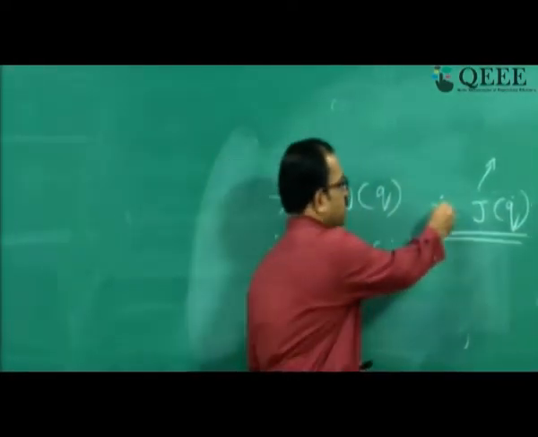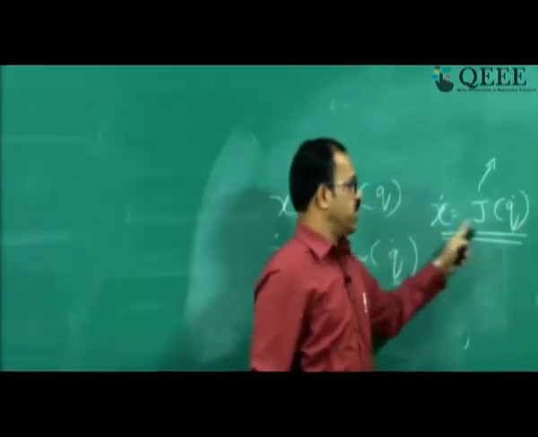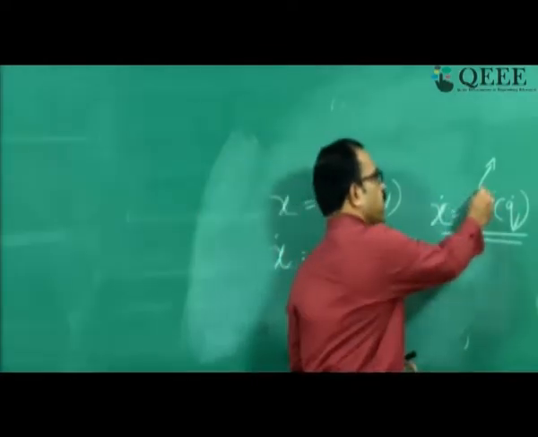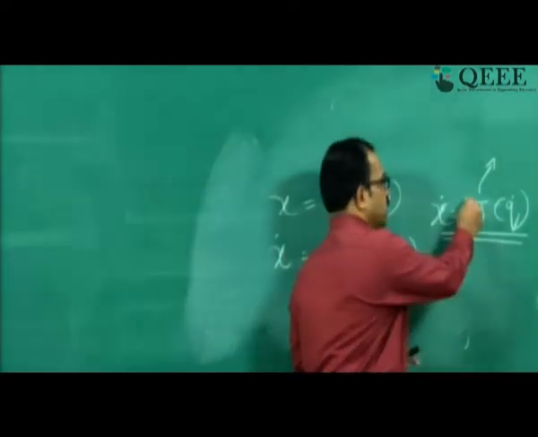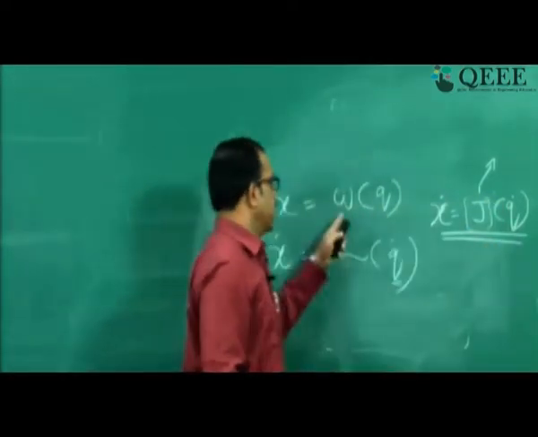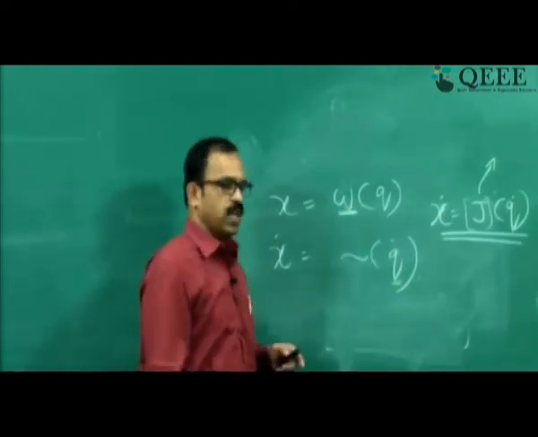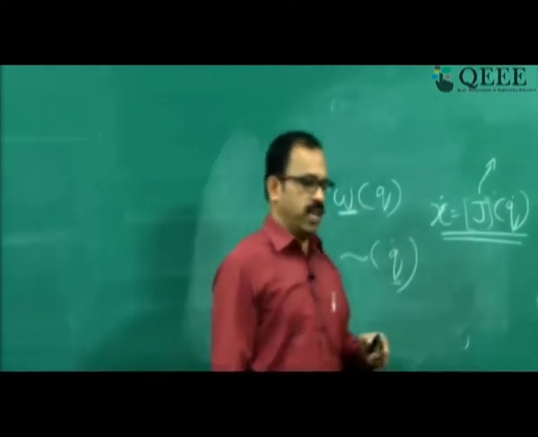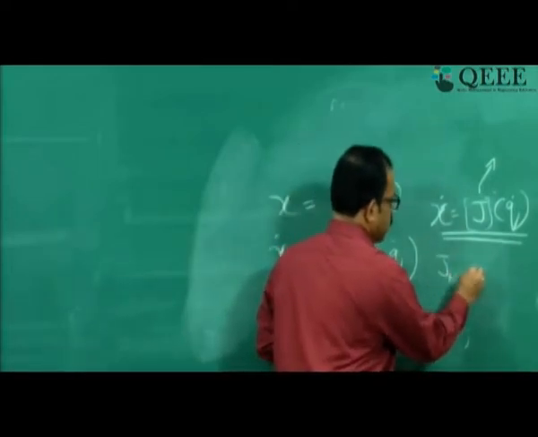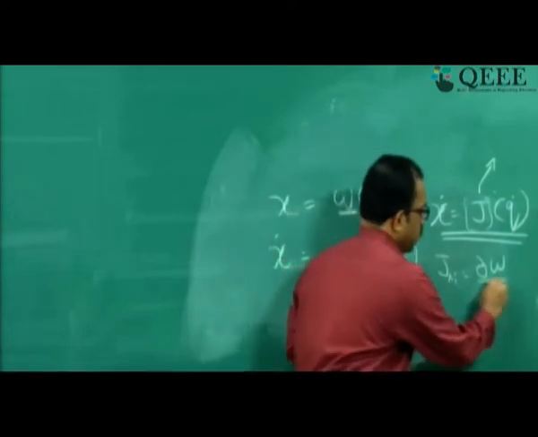So x dot is the Cartesian velocity, or the tool velocity, and q dot is the joint angle velocity. They are related through a matrix called the Jacobian, which is J, and this is obtained by taking the derivative of w, the forward relationship, with respect to the joint variable. So the elements of J are obtained as the partial derivative of w with respect to q.